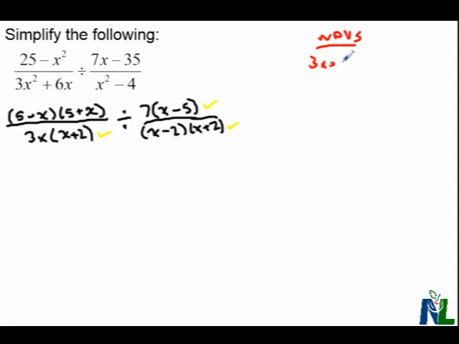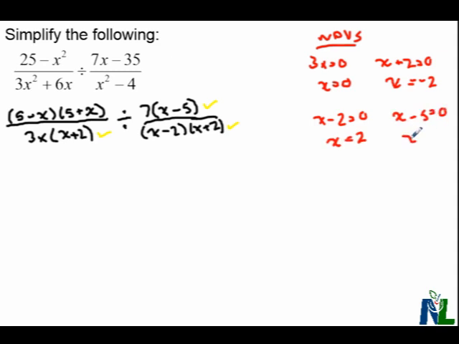So taking 3x and setting that equal to 0, I get my first non-permissible value. Taking x plus 2, setting that equal to 0, I get my second non-permissible value. Taking x minus 2, setting that equal to 0, I get a third non-permissible value. And taking x minus 5, setting that equal to 0, I get a fourth non-permissible value. All of which I'll need to state at the end in order to maintain equality with my original expression here.